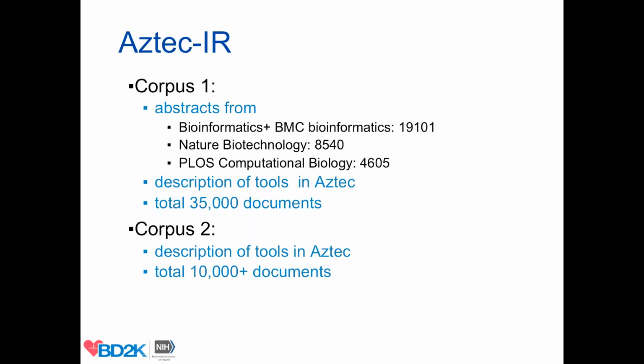So we extract documents from BMC Bioinformatics, Nature Biotechnology, and PLOS Computational Biology. It has many more tools than the other journals. And we also combine them with the description of tools in our Aztec system. In total, we got more than 35,000 documents. Corpus 2 is all about the description of tools in Aztec, which we will do the real search on.